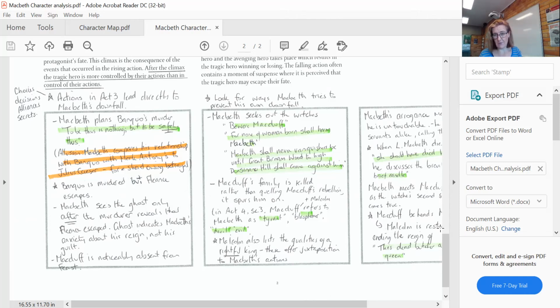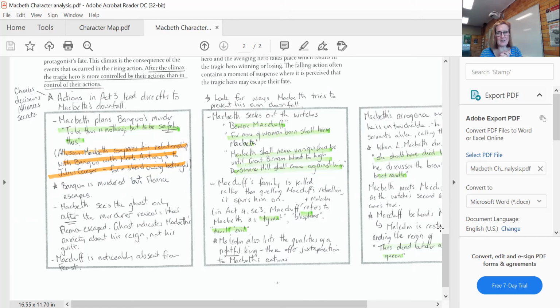So, of course, we have both the planning of Banquo's murder and Banquo's murder. A point that I find really interesting, there's two things I find really interesting in Act 3, is that Macbeth compares his relationship to Banquo as similar to Mark Antony's for Julius Caesar. So it's actually evoking that idea of stabbing your friend in the back before it actually happens. So it's an allusion to something else that we needed to know, but it's also foreshadowing what's going to happen.